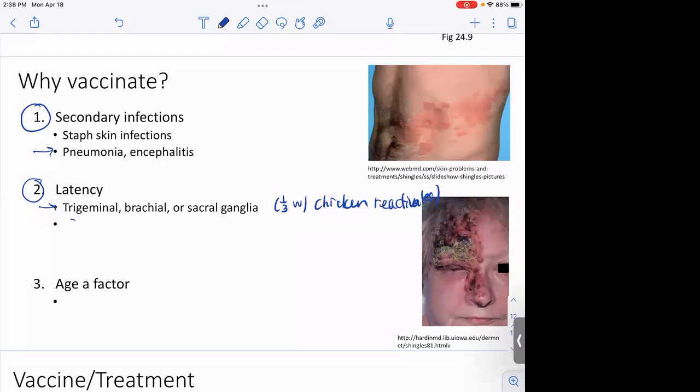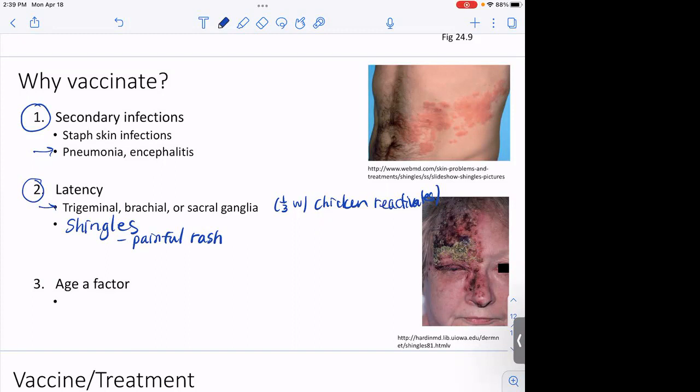And when it does, it reactivates as shingles. Okay, and shingles is an extremely painful rash. So it's not itchy, it hurts. And it usually will manifest most commonly on the trunk region.